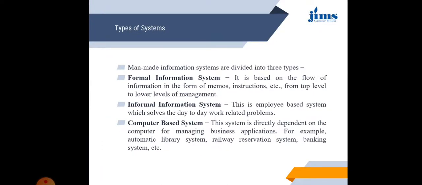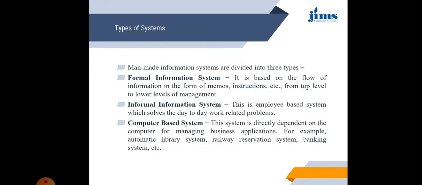Man-made information systems are divided into three types. One is the formal information system. It is based on the flow of information in the form of memos and instructions from top level to lower levels of management. Informal information system. This is the employee-based system which solves the day-to-day work-related problems.